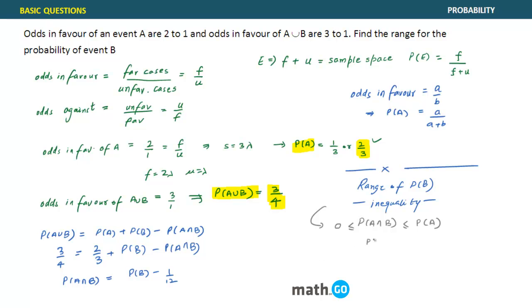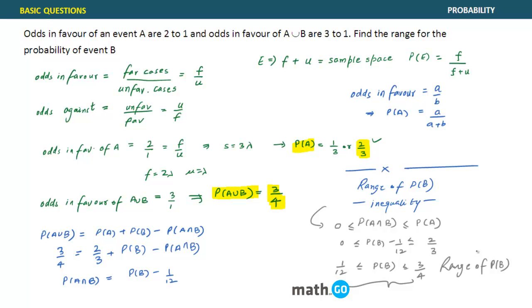Now I guess you must be able to understand how we find the range of PB. As simple as that. PA is nothing but, as you already calculated, 2 by 3. This gives you the range of PB, which is from 1 by 12 to 3 by 4. So this gives you the range of PB, which we were trying to find. Remember this very interesting problem, how you find the range of a particular probability using A intersection B.